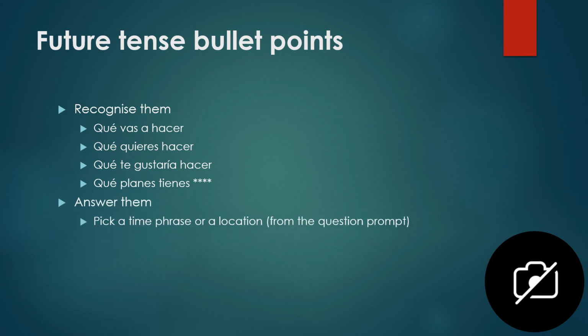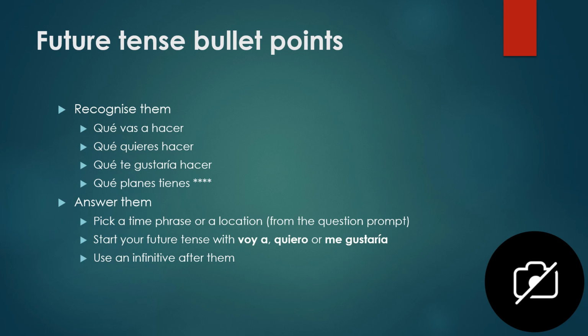In terms of answering them, you will need to pick a time phrase or location from the question prompt. Start your future tense with voy a, quiero, or me gustaría, or a mixture of all three so that you have variety. That gets you marks in your range of language, and use an infinitive after each of those three. As you're on higher, you can also use the future tense to say hablaré, iré, but you can just stick with the bog standard future tenses with an infinitive to get your full marks in the 90 word.